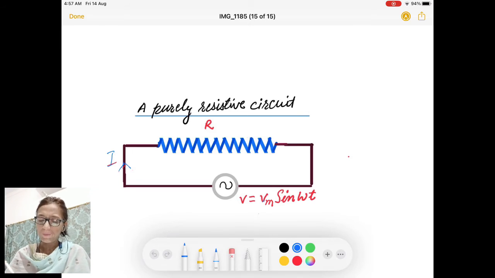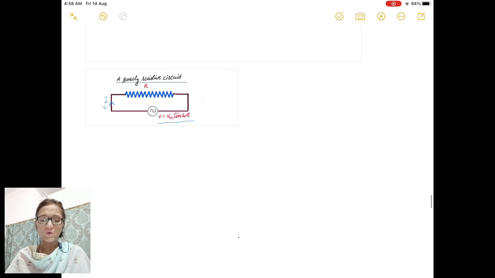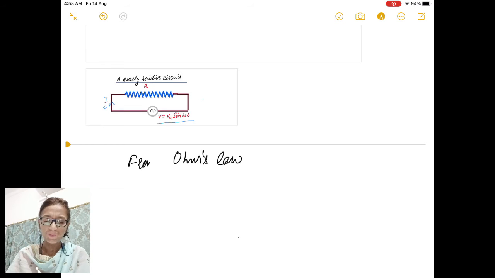Here a sinusoidal varying alternating voltage is given to this purely resistive circuit, and we need to find the alternating current produced in the circuit and what is the relation between alternating current and alternating voltage. So all these things we are going to find. Here we know Ohm's law. Ohm's law tells that V is equal to IR.